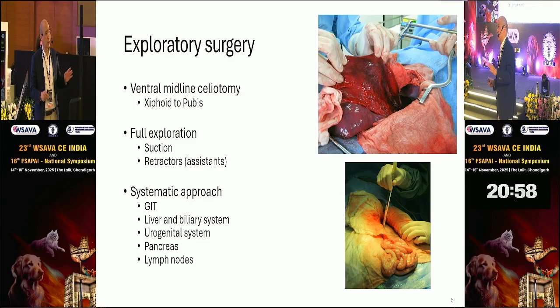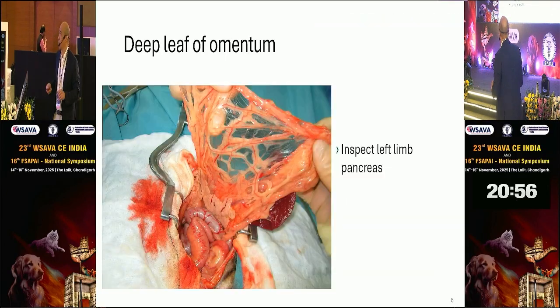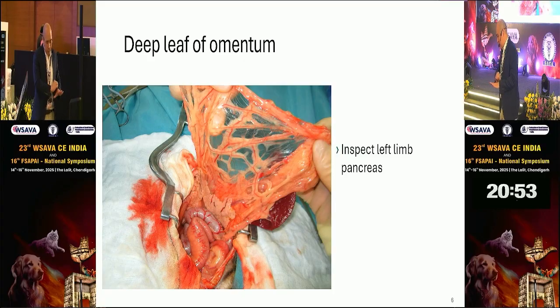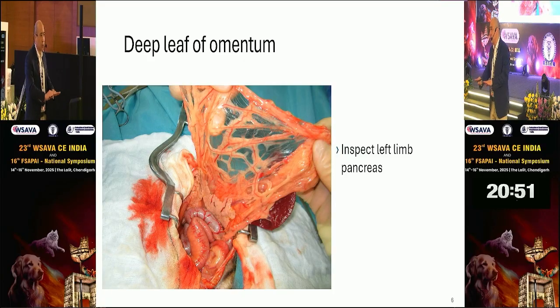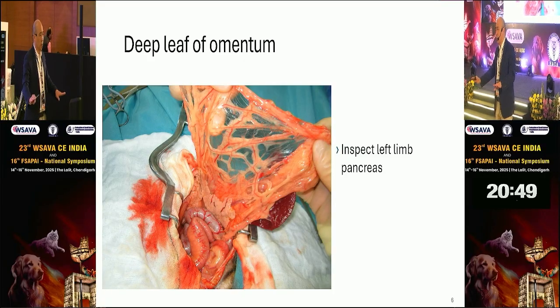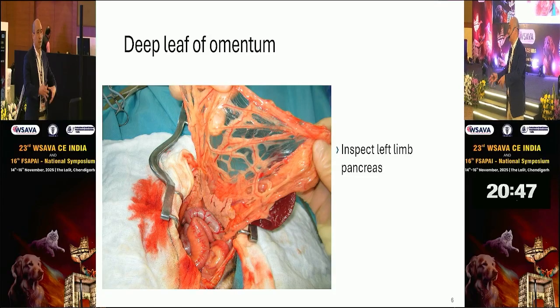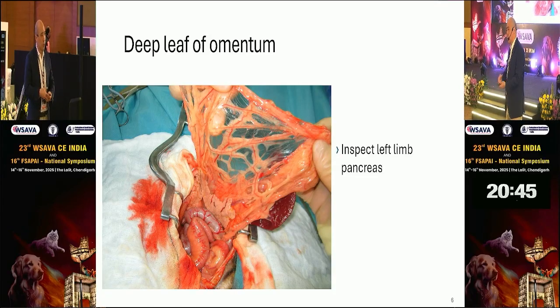There's no one right way, as long as you examine everything comprehensively. So the first thing I do when I get into the abdominal cavity, I see the omentum covers over everything. If I leave that in place, often I tear that up. It gets in the way, it gets twisted. So I gather it all up.